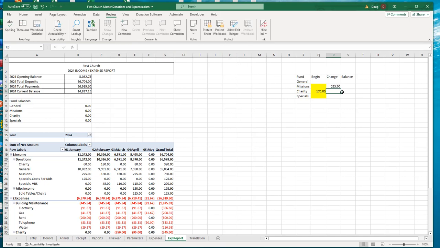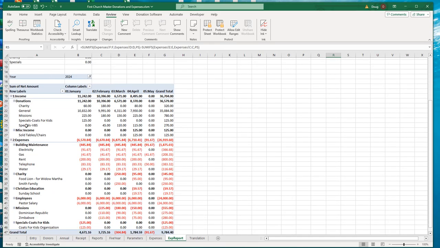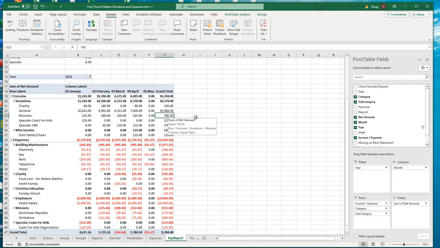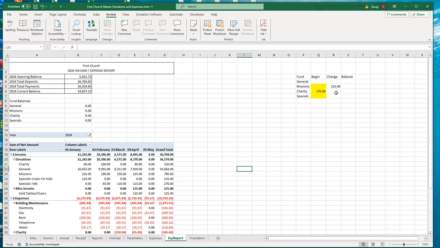And as a validation that this is the correct amount, let's look at missions. 780 came in, and in total we sent out 555. The difference is $225. And that is exactly what came in April, and we'll be sending it out very shortly in May to our missionaries. So mathematically, everything is working just fine.